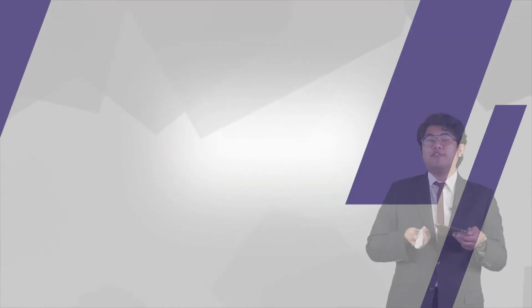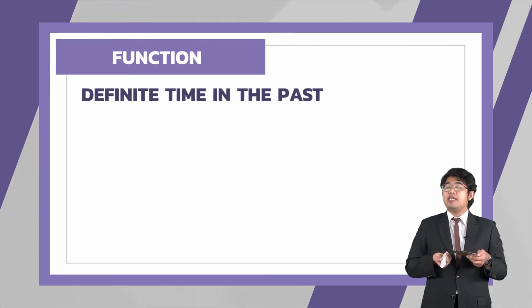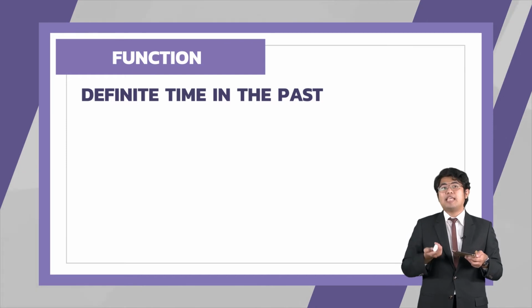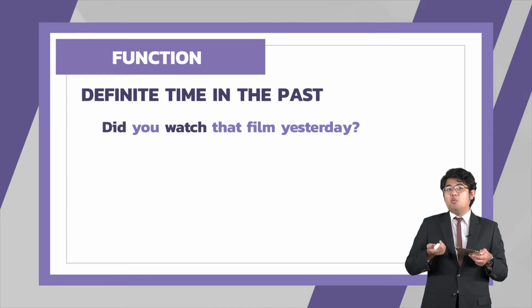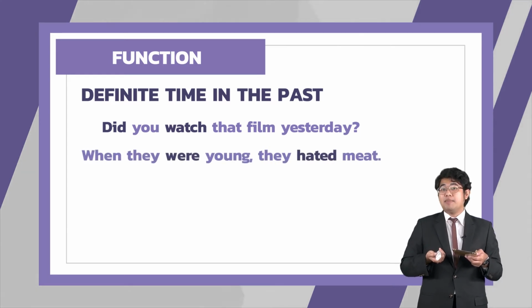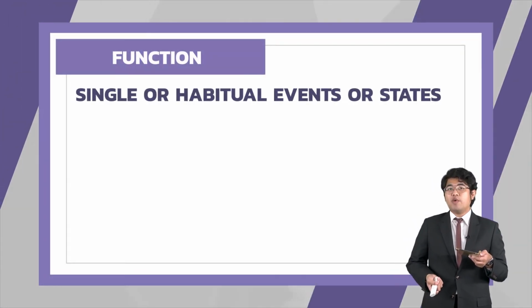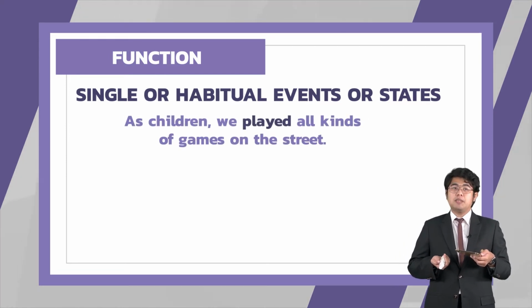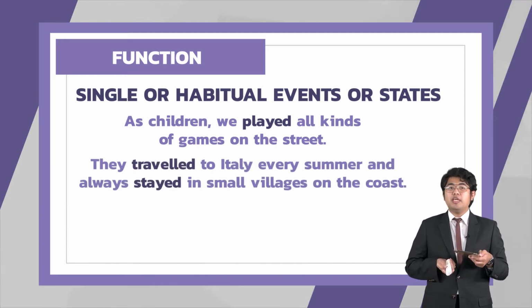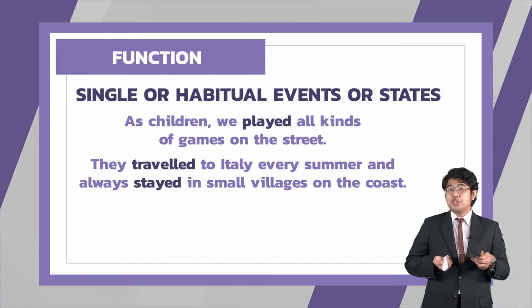Okay, function. Let's look at the function of past simple tense. Definite time in the past. Let's look at the example. Did you watch that film yesterday? When they were young, they hated meat. Next, single or habitual events or states. As children, we played all kinds of games on the street. They traveled to Italy every summer and always stayed in small villages on the coast.